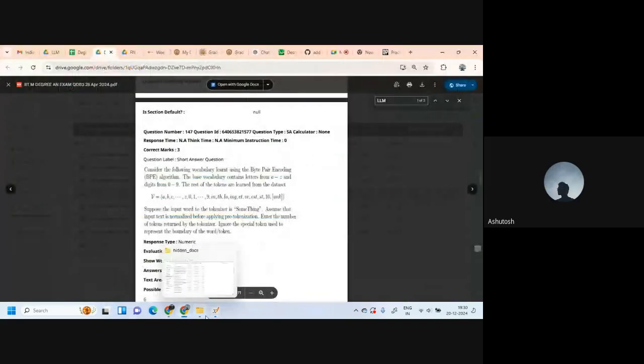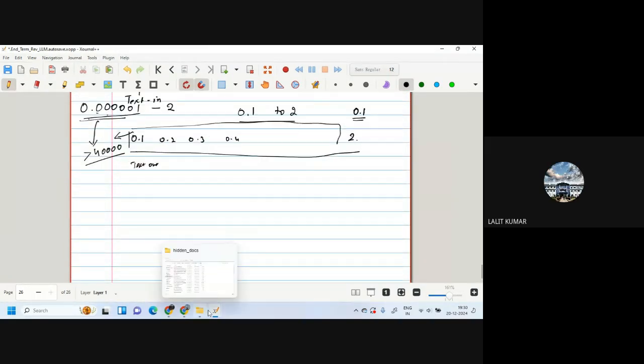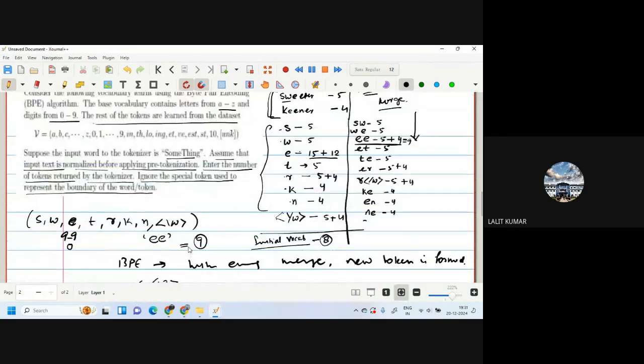But sir, the S in something is capital, right? That's why they have written that when we do the tokenization, you do the normalization first. Okay. It's there, right? Yes. Okay.